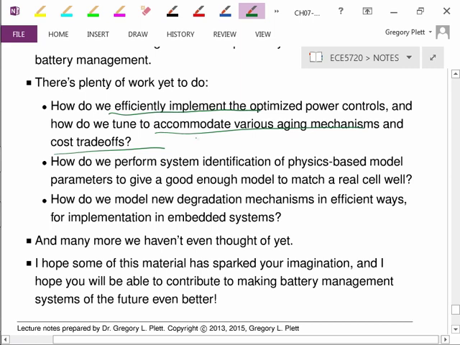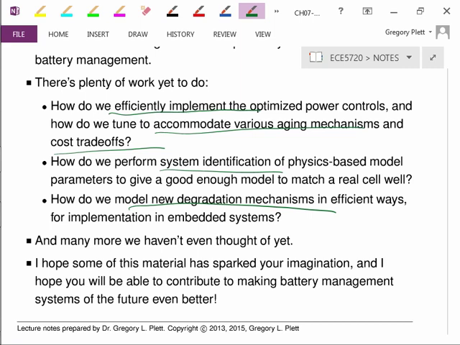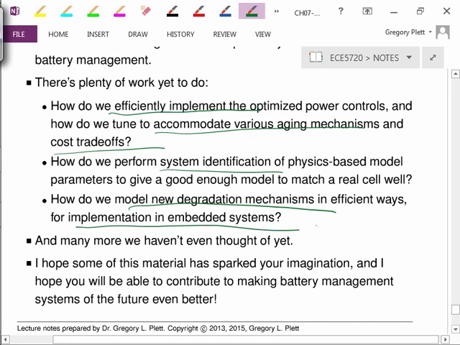Just how do I get the model in the first place, this physics-based model? We have to be able to perform system identification to get the right parameter values. And that's something that's really not well understood right now. We have some students working in that area, and we hope to have some results from that very soon. How do we model new degradation mechanisms that haven't been modeled before? Again, there's the component that I think should be done by the material scientists and the electrochemists, but there's the component that needs to be done by the controls engineer to reduce the order of the model and to have high fidelity approximations. How do we implement those in embedded systems, and probably thousands of things that haven't even been thought of yet.